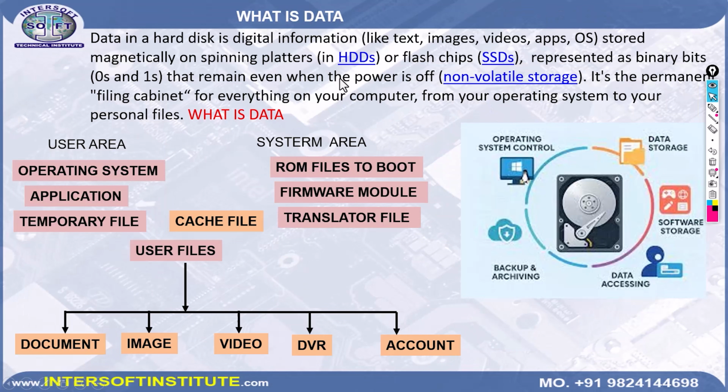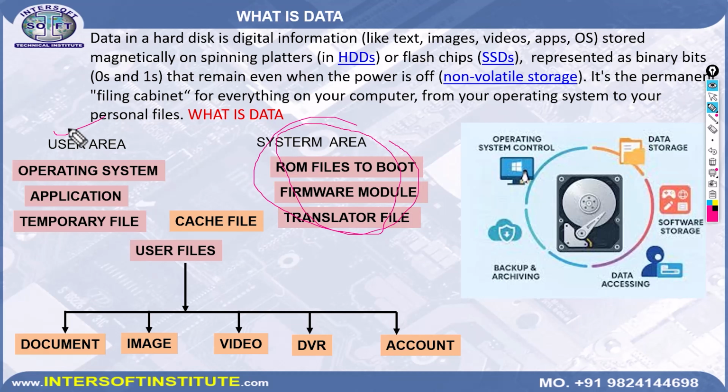So what is data? Data is what stores the information of the users. There are two types of data. One is firmware, OS or booting, which is required to interpret with the users. That is firmware: ROM, BIOS, firmware like that. This firmware is required to communicate between the user data and the hard disk. For that we say it is the system area. That is the ROM files, firmware modules, translator files. These are the system files which the user cannot see, but we can repair these system files through our advanced tools. This is your system area.